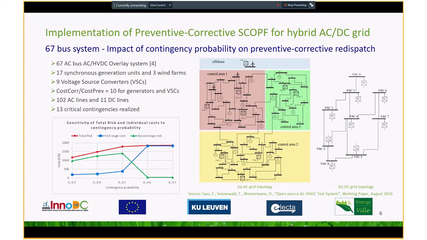This model was implemented on a 67 AC bus system, which is actually an AC HVDC overlay system. 13 critical contingencies were realized in this case. At first, the impact of contingency probability on the preventive corrective redispatch was analyzed. It was seen that as the contingency probability increases, the total risk also increases. It is also seen that with increasing contingency probability, it is more favorable to go for preventive measures and thus higher preventive cost or first stage cost than the second stage risk.